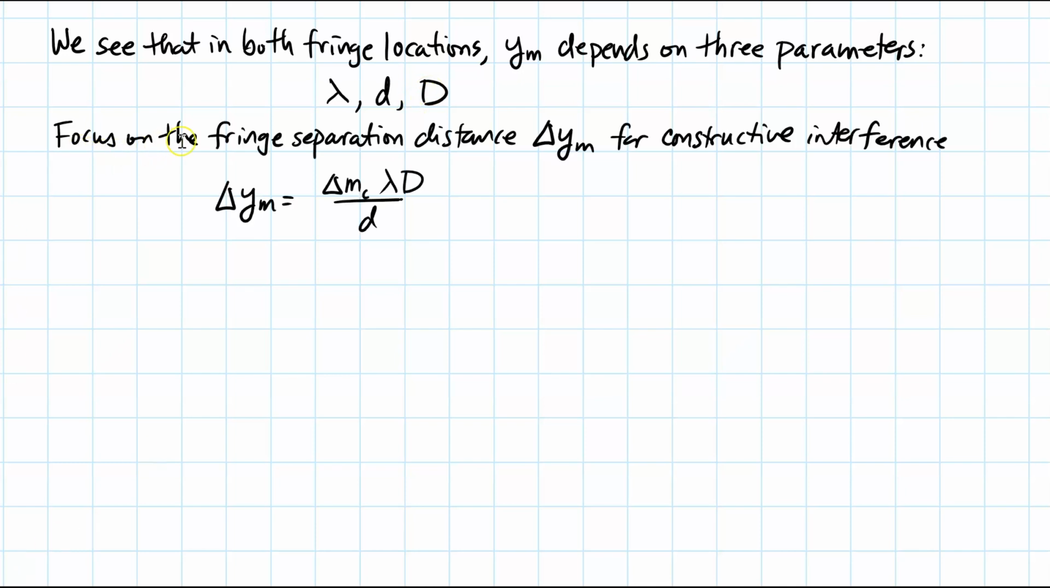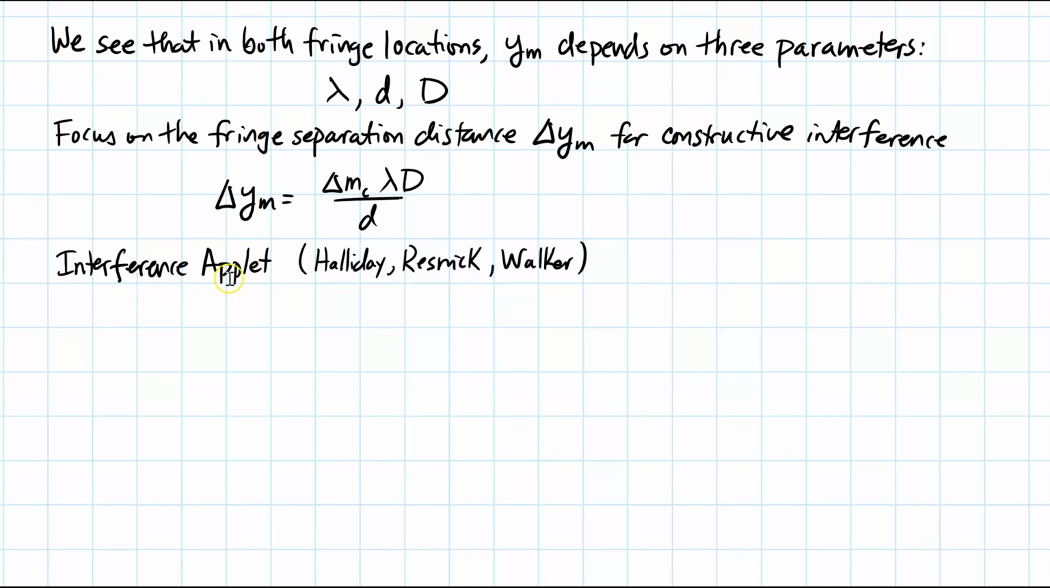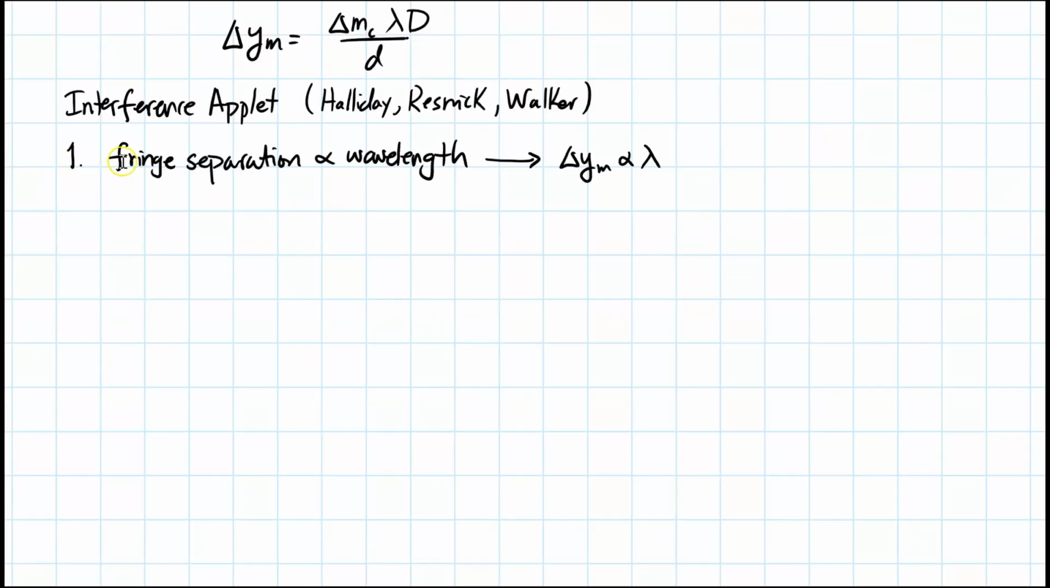The focus is going to be on the fringe separation distance delta y of m for constructive interference. In other words, delta y of m is the change in fringe number times the wavelength times the screen distance divided by the slit separation. And the way I'm going to do that is I'm going to use an applet. The interference applet comes from the textbook by Halliday, Resnick, and Walker. The first thing I want to look at is what happens to the fringe separation.